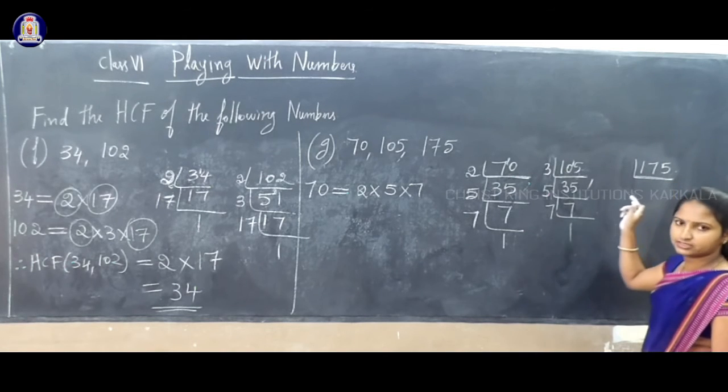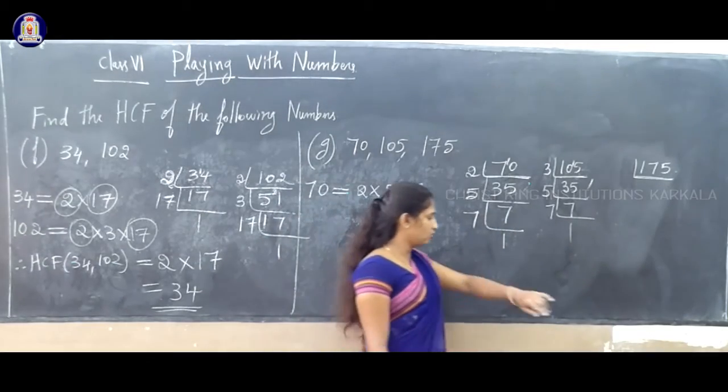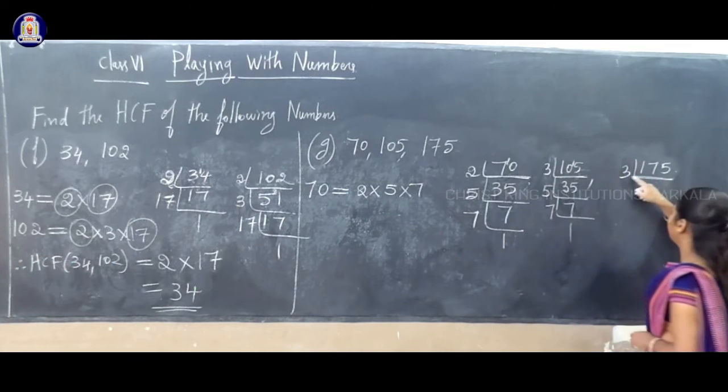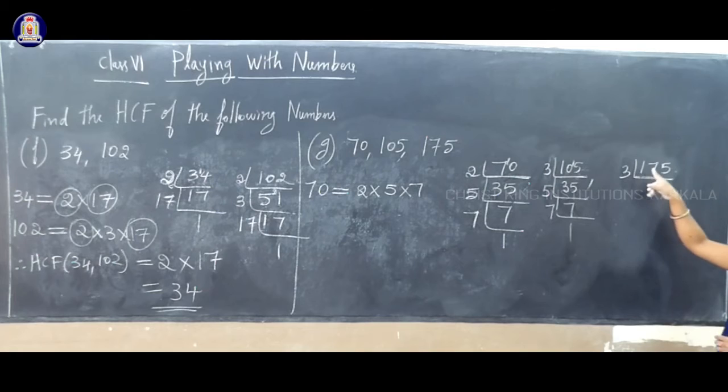Maybe 5 divides or 3 divides. First we have to see whether 3 divides or not. So we check 3. Does 3 divide 1? No, it's not possible. So you have to consider the first 2 digits, so we get 17. 3 how much are 17? 3 5s are 15, 3 6s are 18. We cannot write 18, so we write 5.